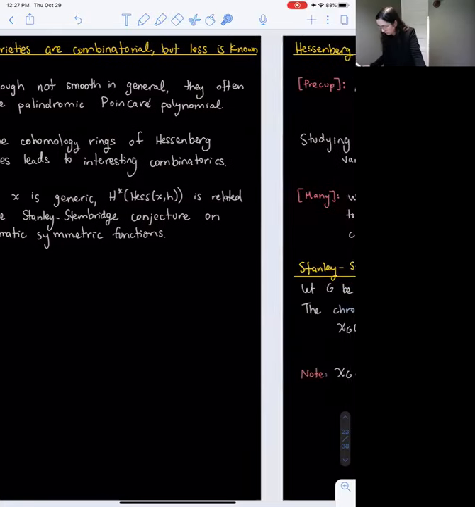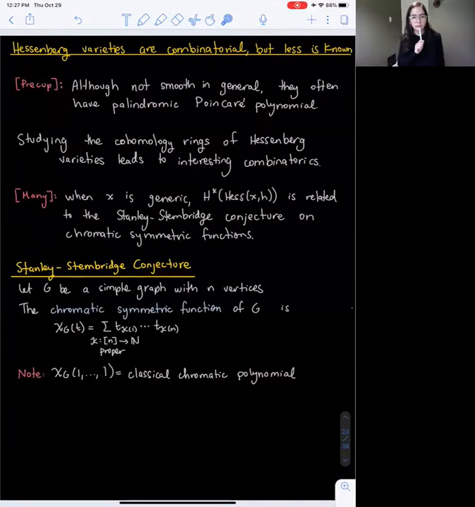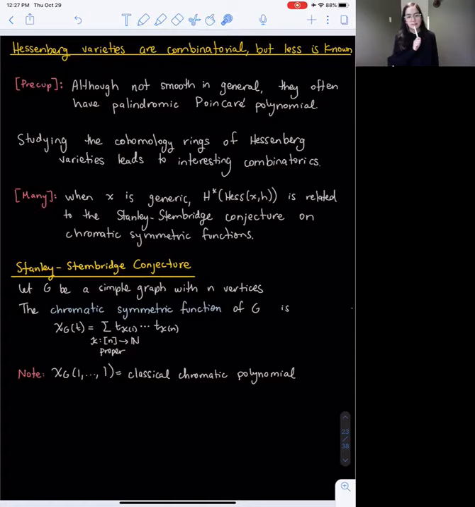Just to tell you a little bit about it, I won't spend too much time on it, but let's suppose you start with a simple graph with n vertices. Then there's a symmetric function associated to this graph, the chromatic symmetric function, and the way you define it is this sum. You sum over all proper colorings, and you multiply the variables for the colors that appear in your proper coloring. It's a generalization of the classical chromatic polynomial, because if you substitute 1, 1, 1, 1, you will just get the classical chromatic polynomial.